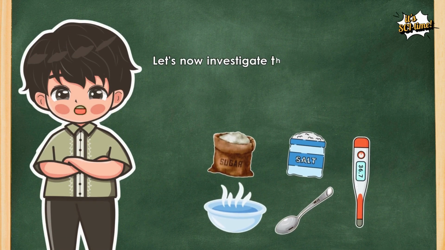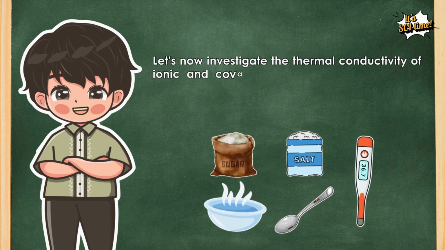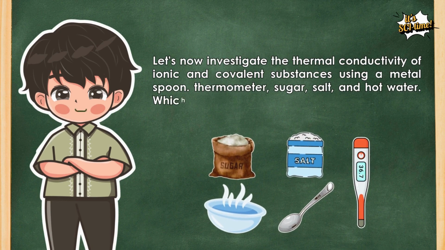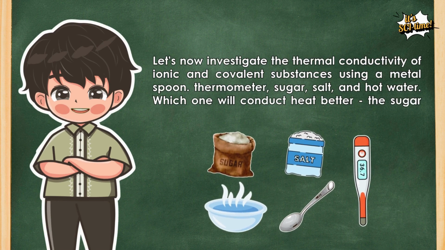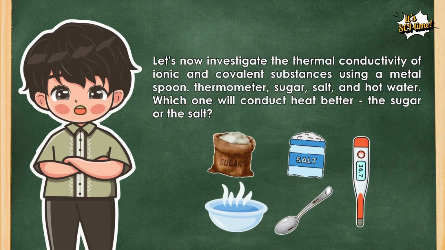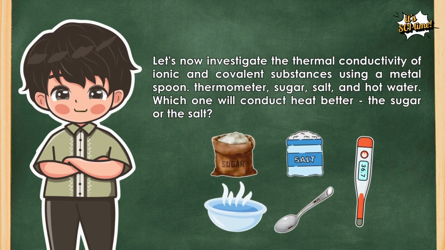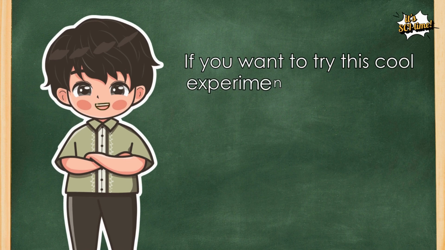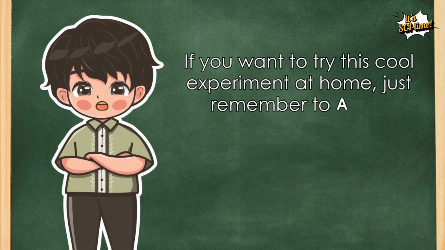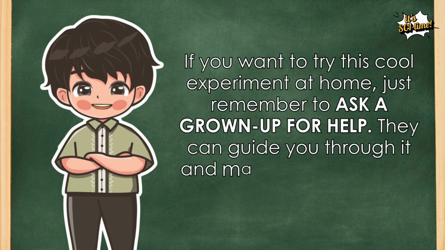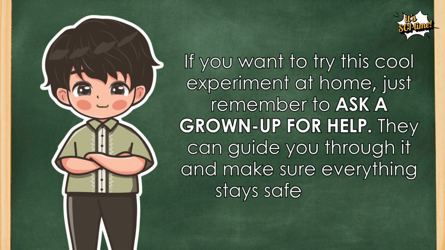Let's now investigate the thermal conductivity of ionic and covalent substances using a metal spoon, thermometer, sugar, salt, and hot water. Which one will conduct heat better, the sugar or the salt? If you want to try this cool experiment at home, just remember to ask a grown-up for help. They can guide you through it and make sure everything stays safe and fun.